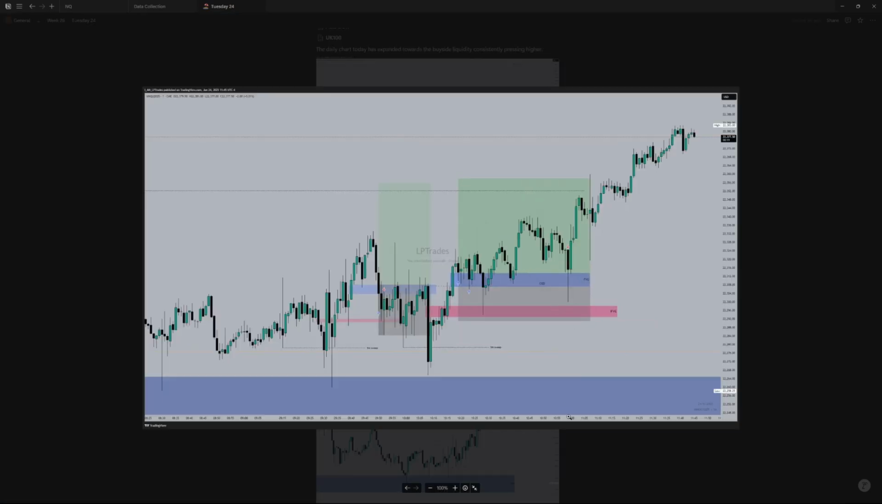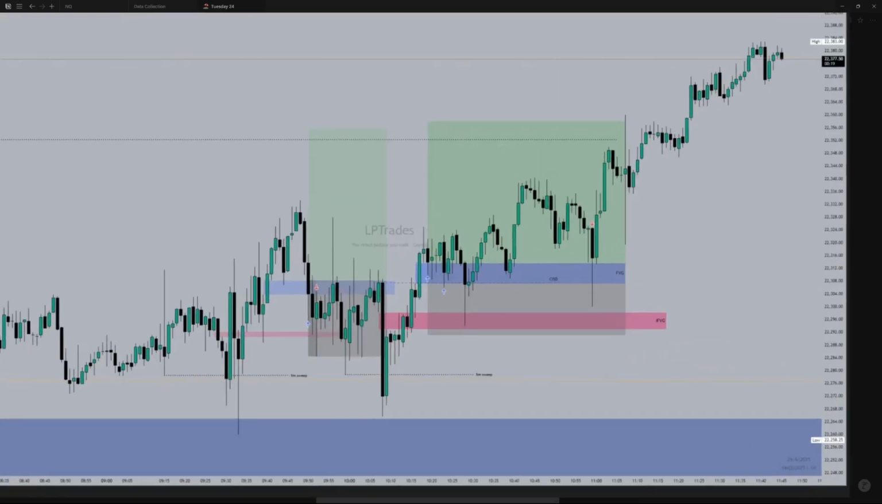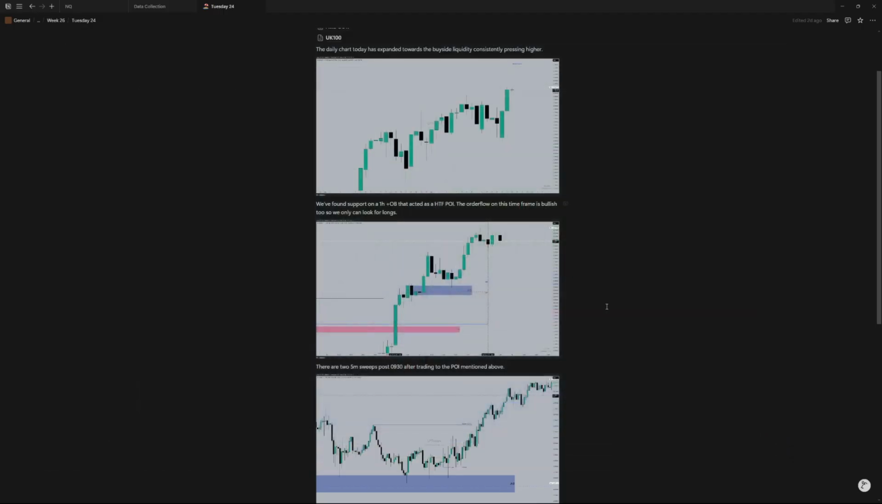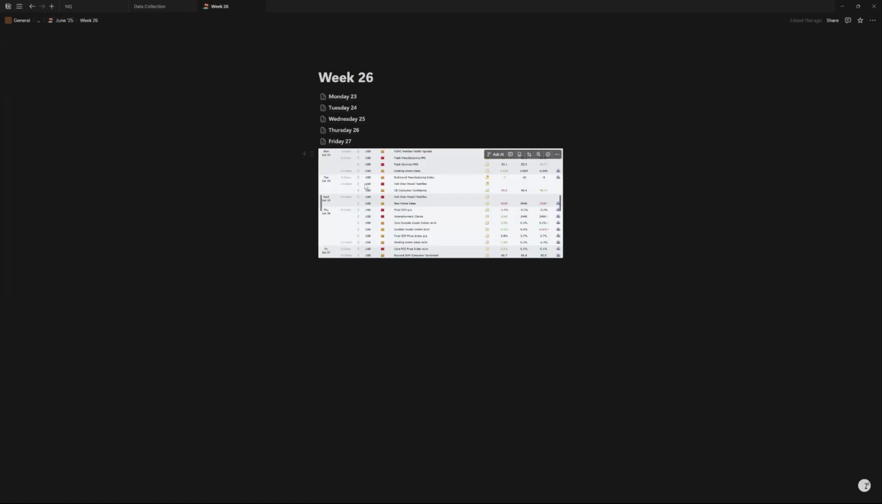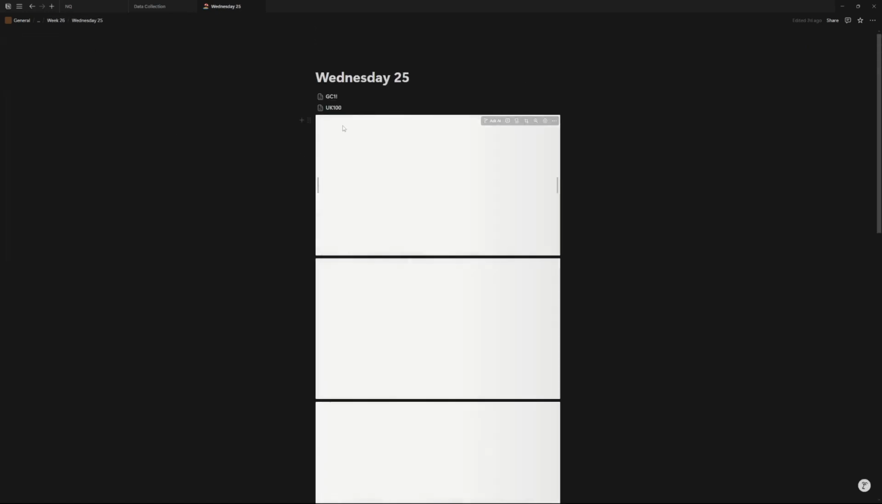And at 11 o'clock, probably around the time Powell was done speaking, price just very quickly ran higher to take profit. It kind of put me in a bad area for the rest of the week. But let's move on to Wednesday.